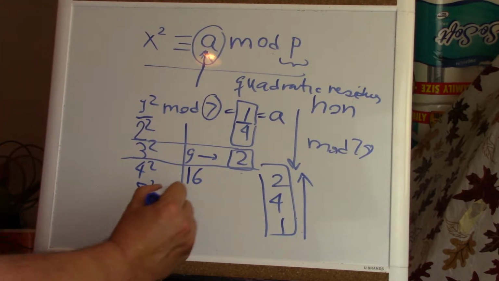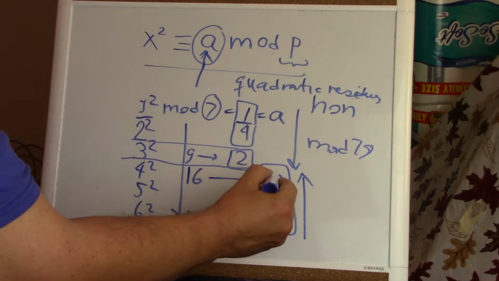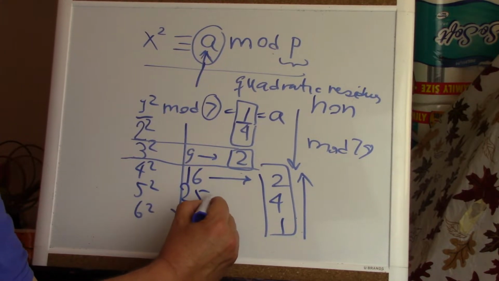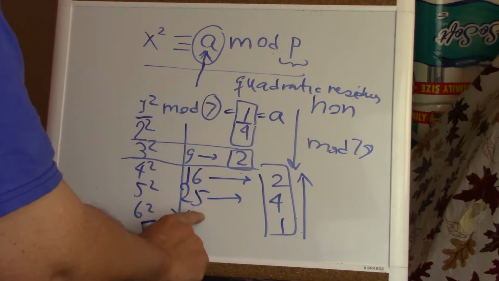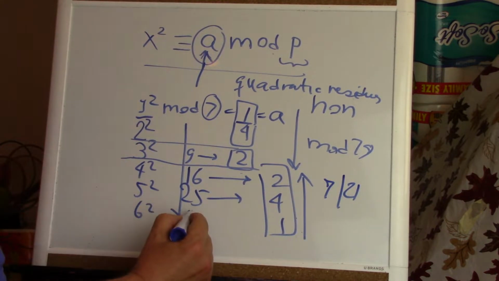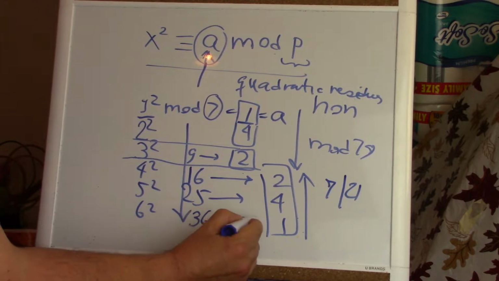16 mod 7 is 2. Right? Because 16 minus 14 is 2. Then 25 mod 7 is really 4 because you subtract 21, right? 7 times 3 is 21. Then 36, of course, 35 is 7 times 5, so you get 1.